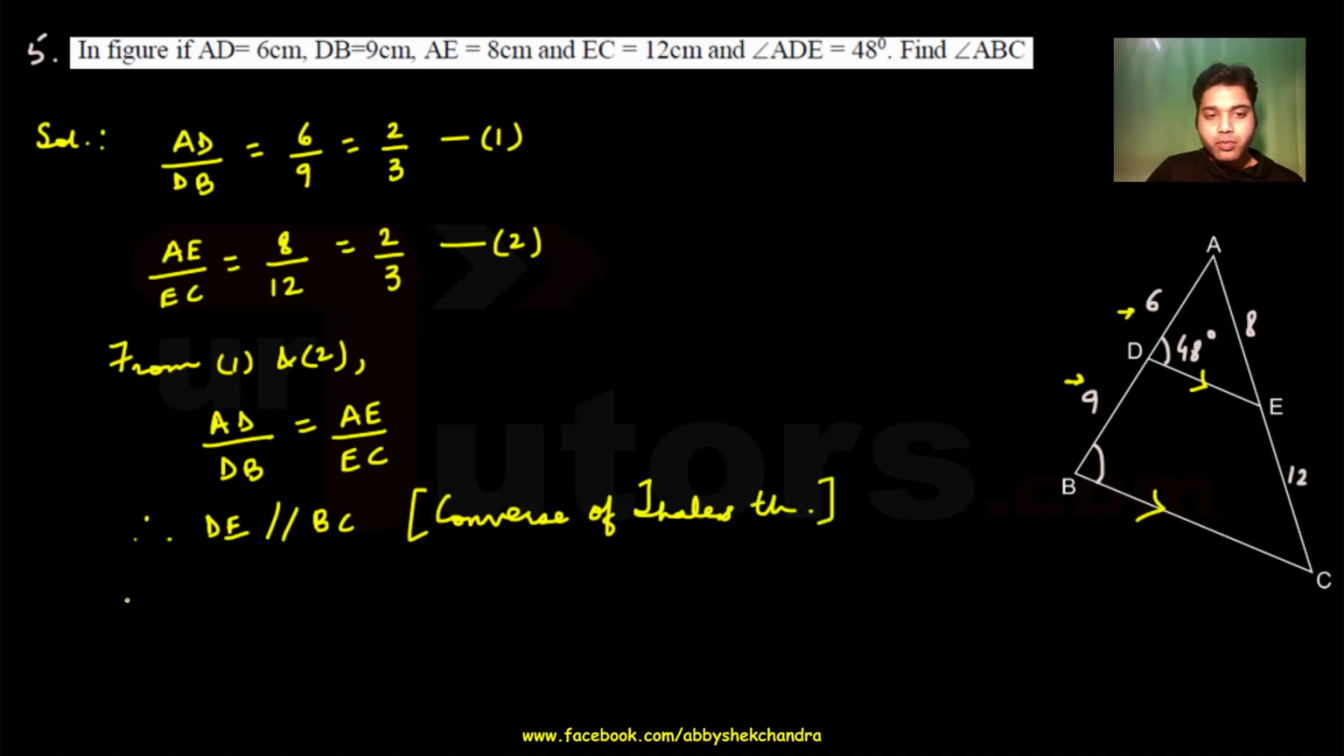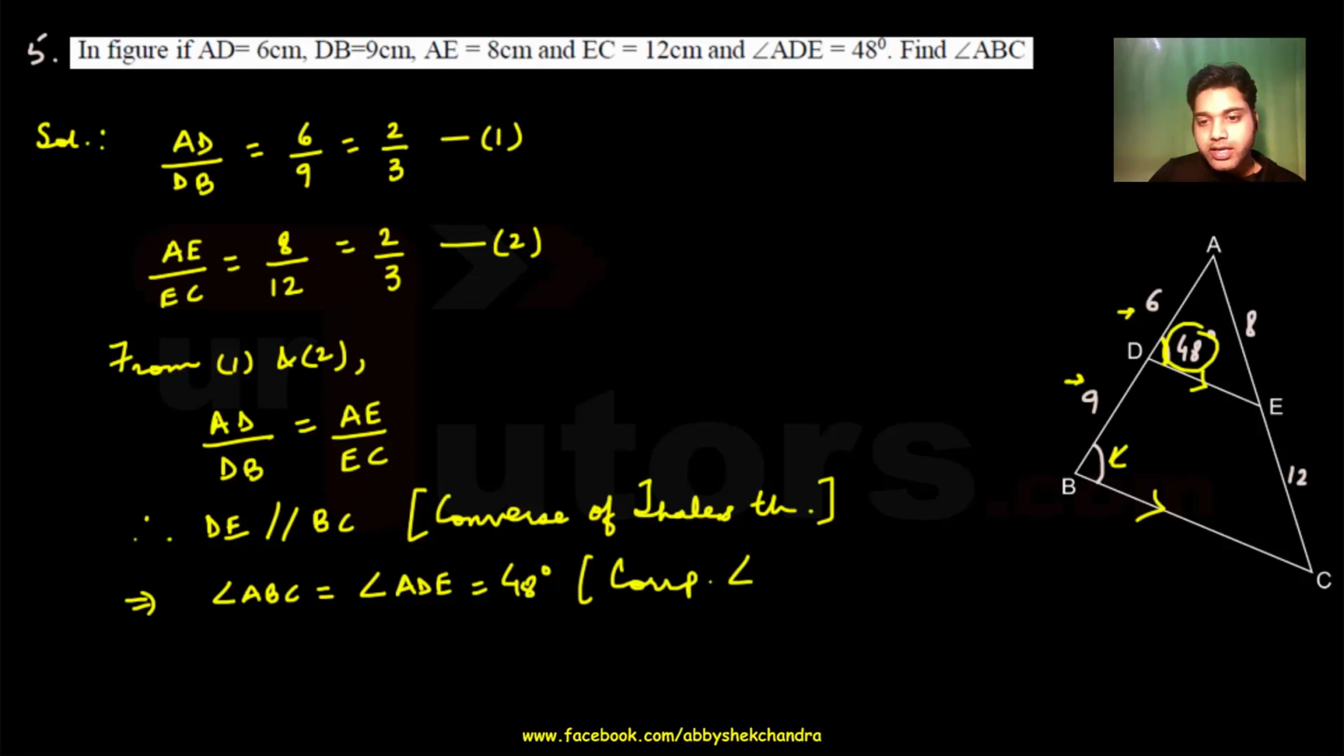Fine. Which means, now see, DE is parallel to BC. Now angle ADE is given to be 48 degrees. So what will angle ABC be? Angle ABC, which we want to find, will be equal to angle ADE, equal to 48 degrees. Why? Because they are corresponding angles. Angle ADE and ABC are corresponding angles because DE is parallel to BC, and if you take AB as the transversal, they'll be corresponding angles and hence they'll be equal.